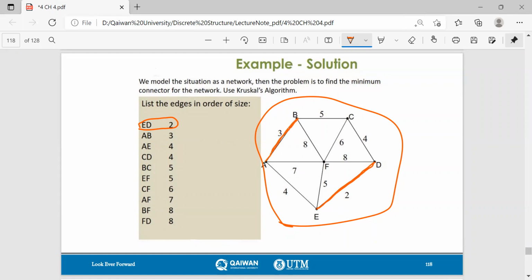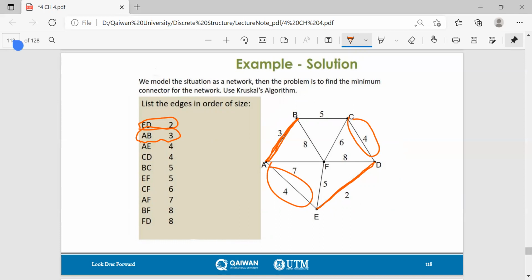Then we have AB, which has the weight of 3. Then we have these two, this one and this one. You are free to write down which of these first. Someone may write down this one first, and someone else may write down the other first. It's okay. Let's say AE is 4 and CD is 4 also. Then BC is 5, and EF is 5 also.